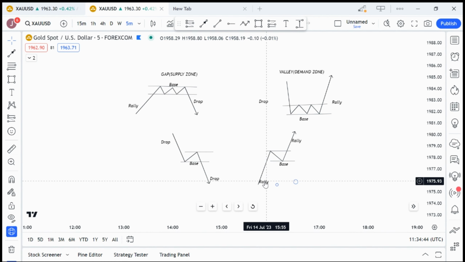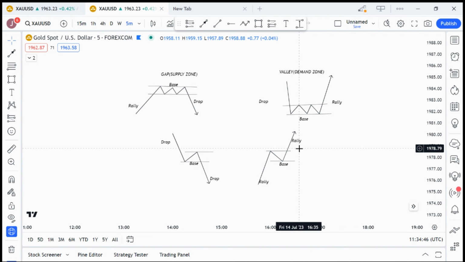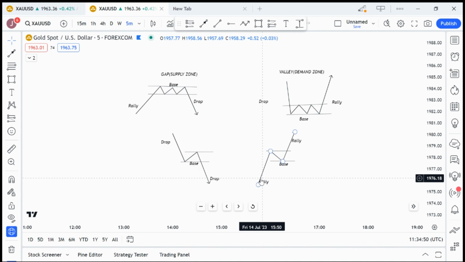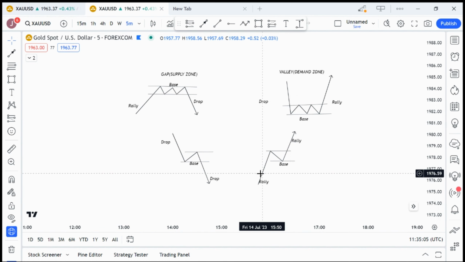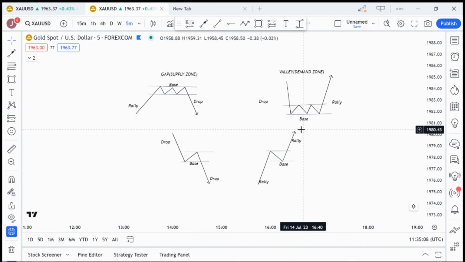Now, for an uptrend, we have rally base rally. That is a continuation pattern for a demand. The market is on an uptrend from a demand zone. Now it had a little consolidation, that's the base, and then broke out to the upside, the rally. This tells you that the market still remains an uptrend. Whenever the market retests back to this base, it's still going to continue in an uptrend.